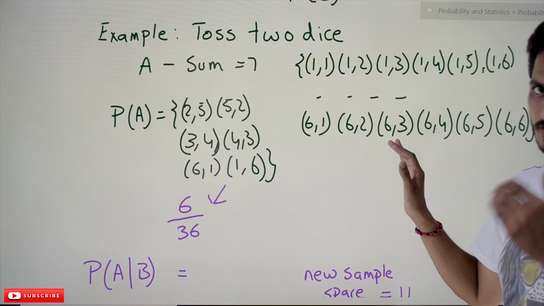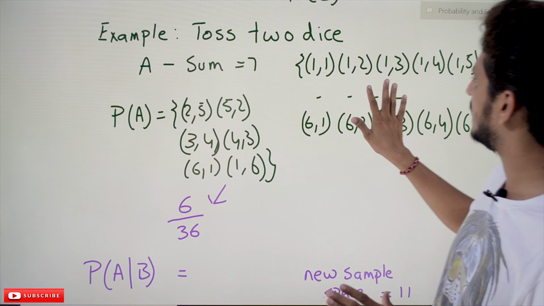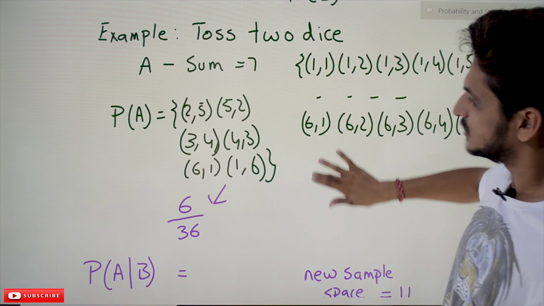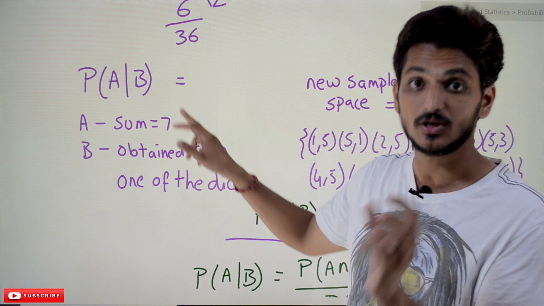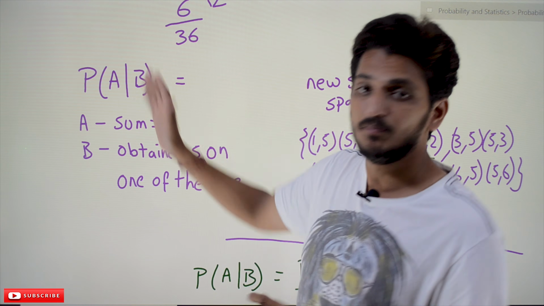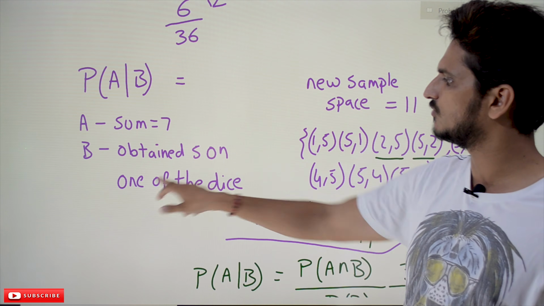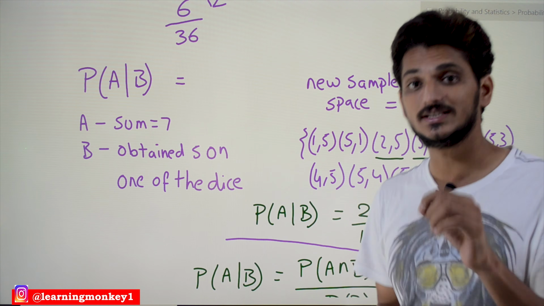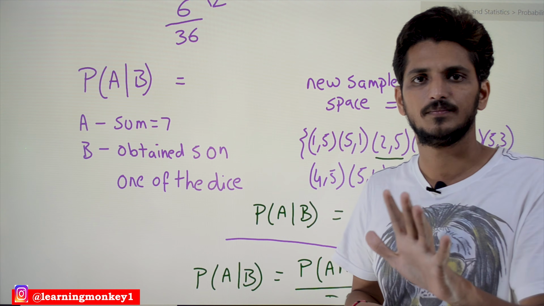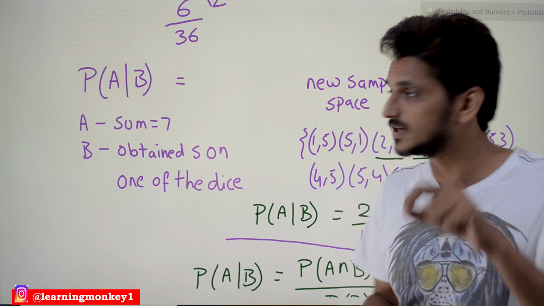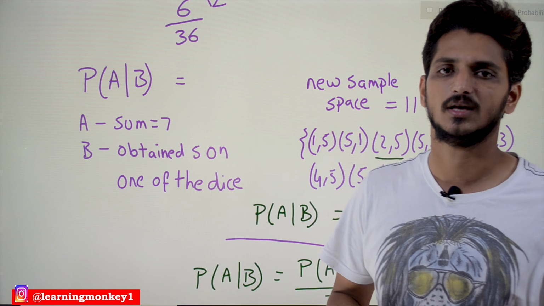Understand carefully because we are going to discuss the conditional now. If there is no condition, our sample space is the full sample space. Now if you mention a condition, probability of A, where the sum is equal to 7, given that event B has already happened, event B being that we obtained 5 on one of the dice. It was already said that one of the dice showed the value 5. Then what is the probability that event A is going to occur? That is what conditional probability means.